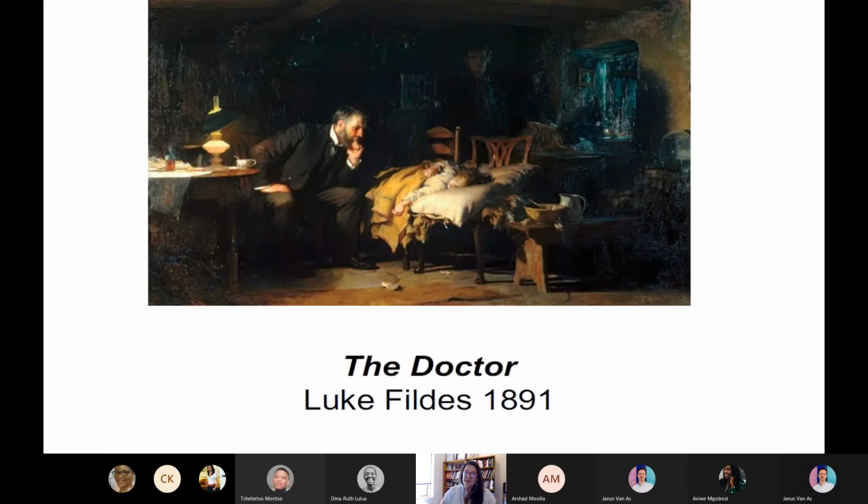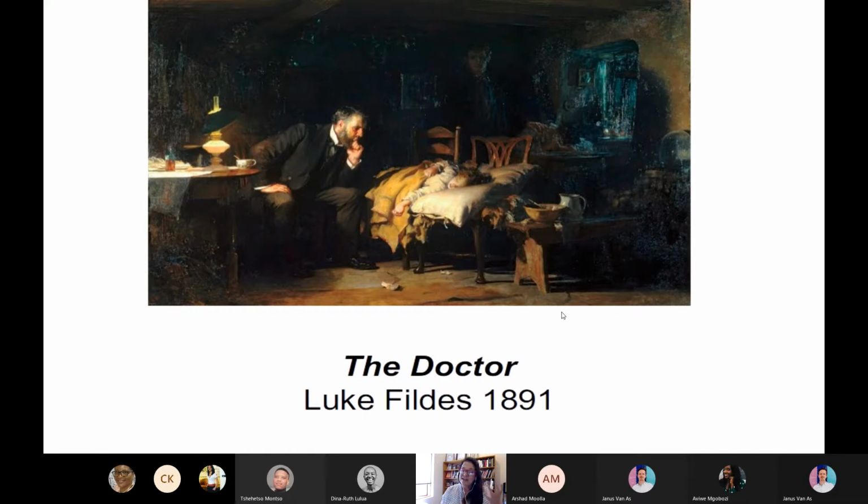So one of the most famous paintings of the 19th century was by Luke Fildes, and it's called The Doctor. And it seemed to exemplify the ideal of a heroic, kind, empathetic doctor of the late 19th century, which would have been the ideal that was being propagated and the ideal to which doctors were being trained in late 19th century Europe, sort of at the height of the Victorian era.